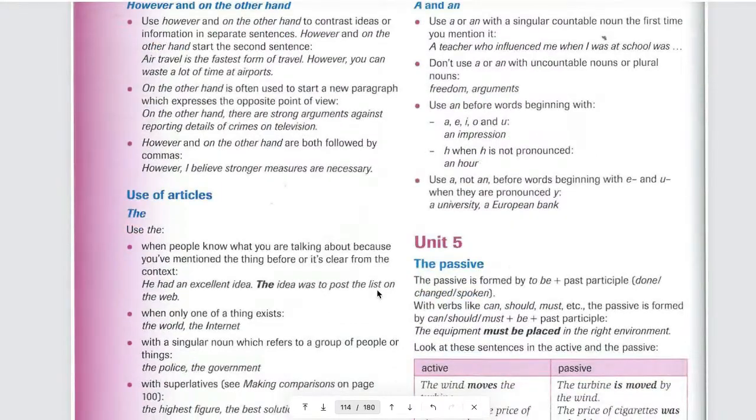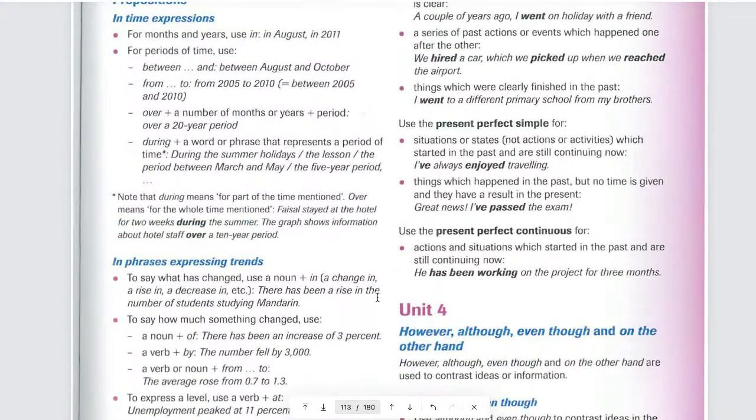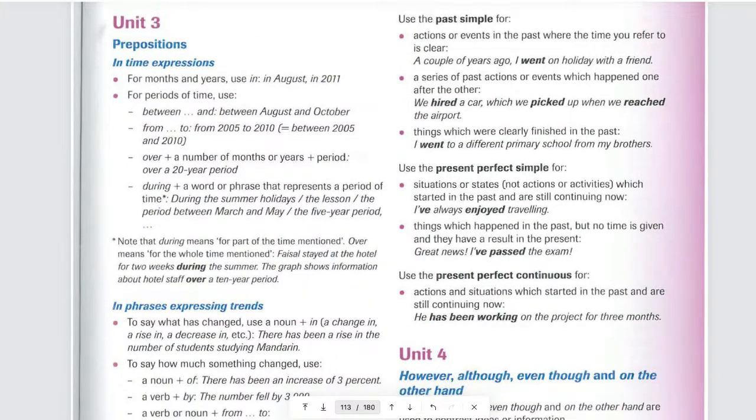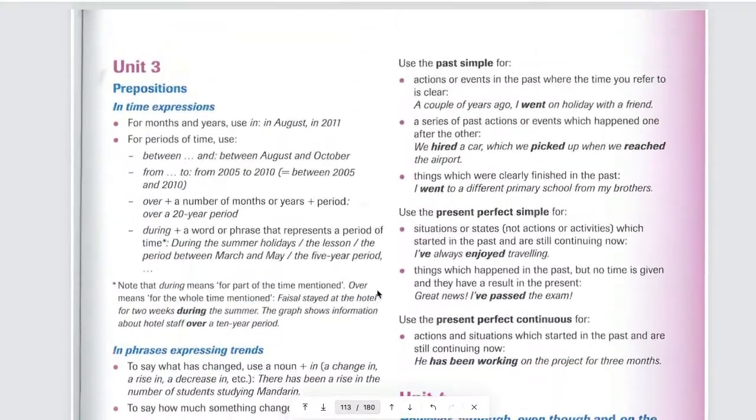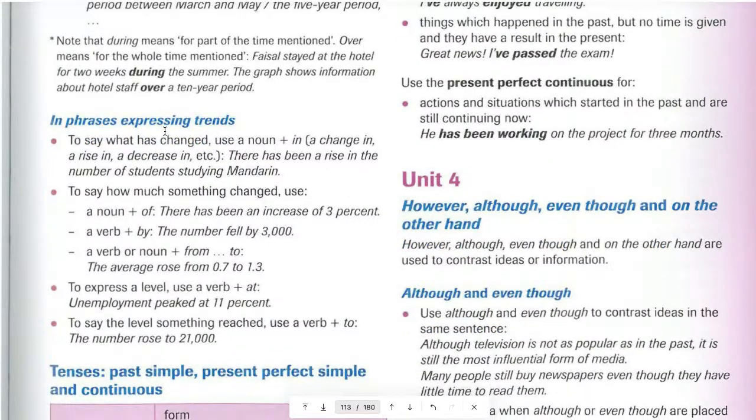Where is that? Yes, prepositions right there, unit 3, okay? So for example, in phrases expressing trends, to say what has happened, to say what has changed, use a noun plus in. A slight decrease in something, okay? A change in, a rise in, a decrease in, for example. There has been a rise in the number of students studying Mandarin. So you see that a noun plus in, that's what you have to use, okay?